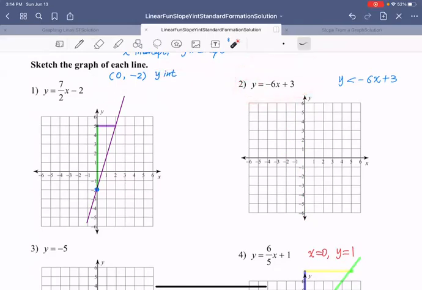The y-intercept is 0, 3. Very good, thank you. Next. And then the rise is -6. And the run is 1. That's right. And then connect the two points. Okay.